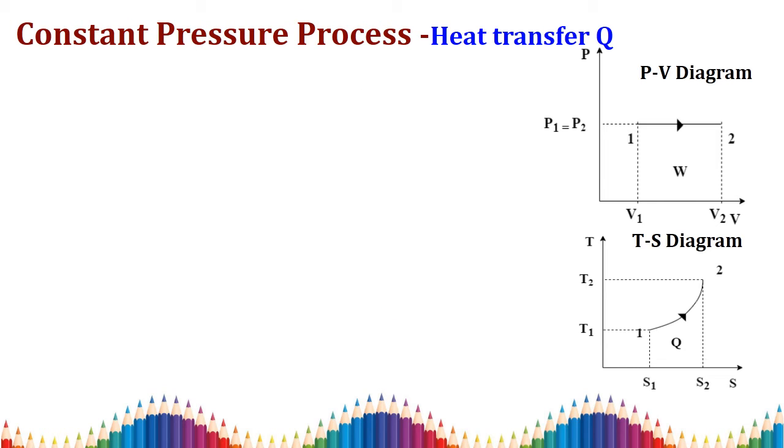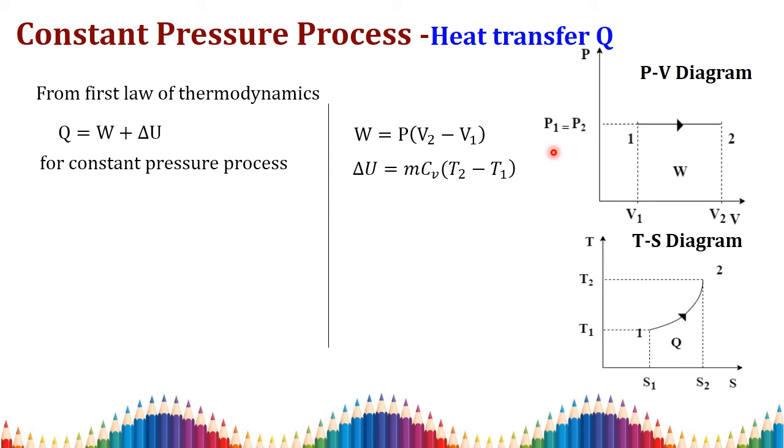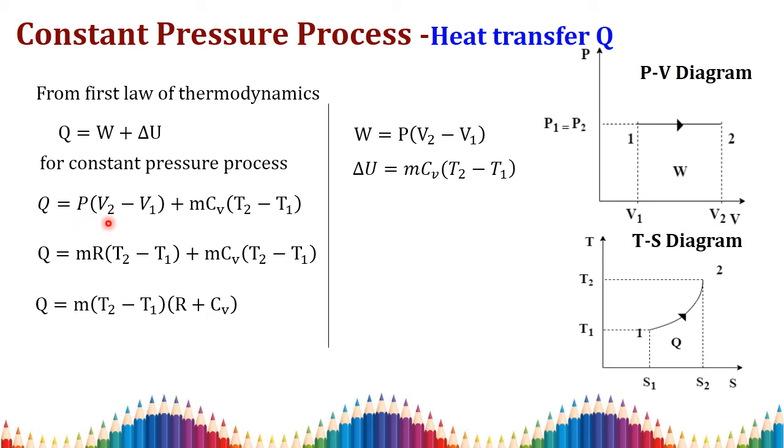So next one is heat transfer. From the first law of thermodynamics, we know that work done plus change in internal energy is the heat transfer. For a constant pressure process, our condition will be P1 is equal to P2. We already obtained work done and internal energy in the previous slides. Work done is P into V2 minus V1, or otherwise mR into T2 minus T1. Delta U is equal to mCV into T2 minus T1. Applying these two equations in the heat transfer formula, Q is equal to P into V2 minus V1 plus mCV into T2 minus T1. I am replacing all the terms in terms of temperature.